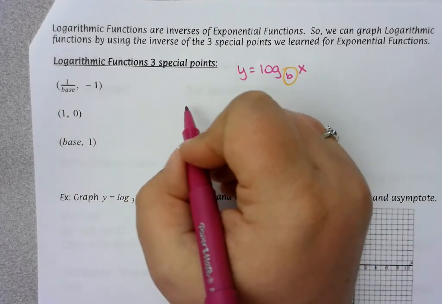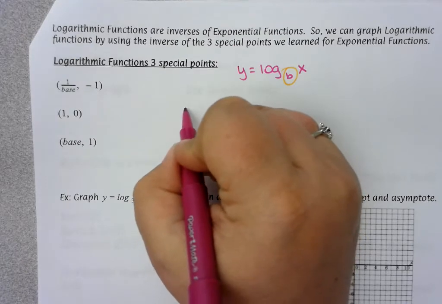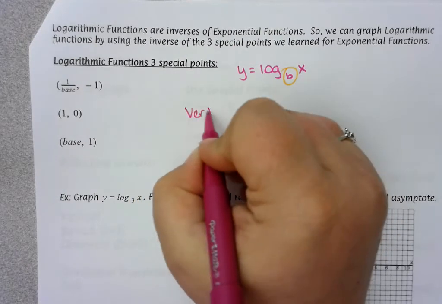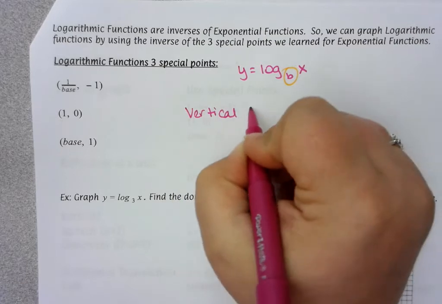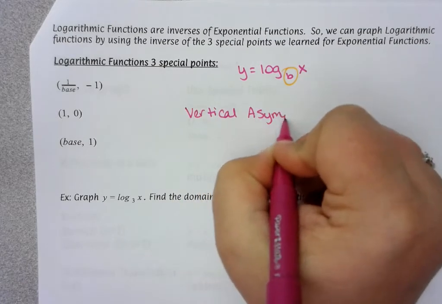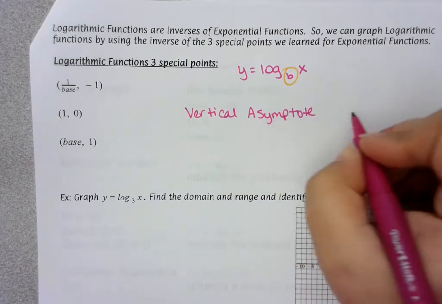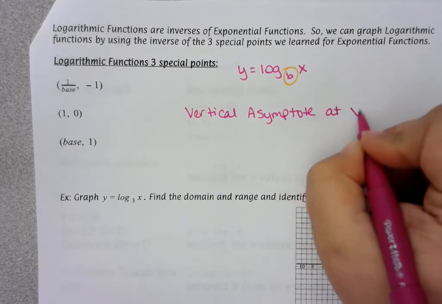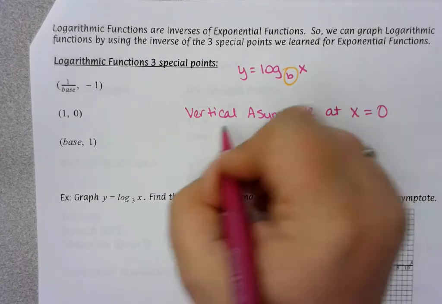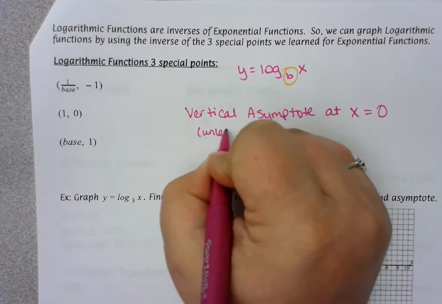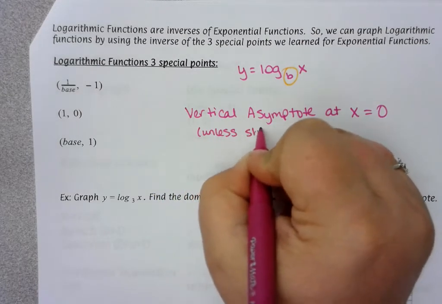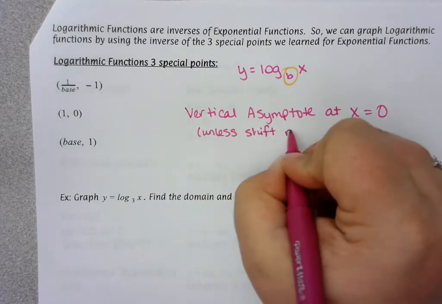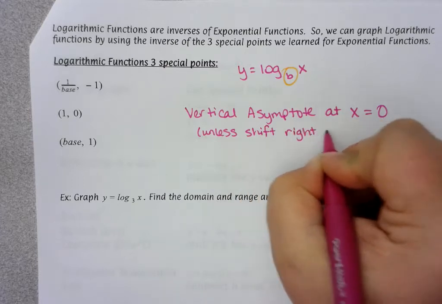Now with exponentials, they had a horizontal asymptote. These guys have a vertical asymptote. Their vertical asymptote is at x equals 0 unless we shift it right or left.